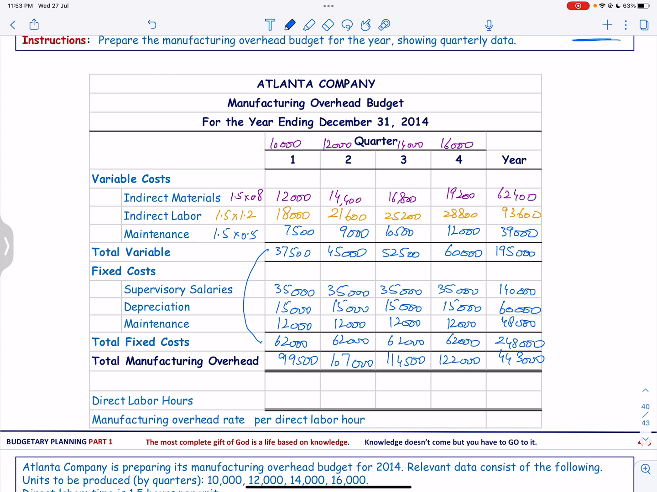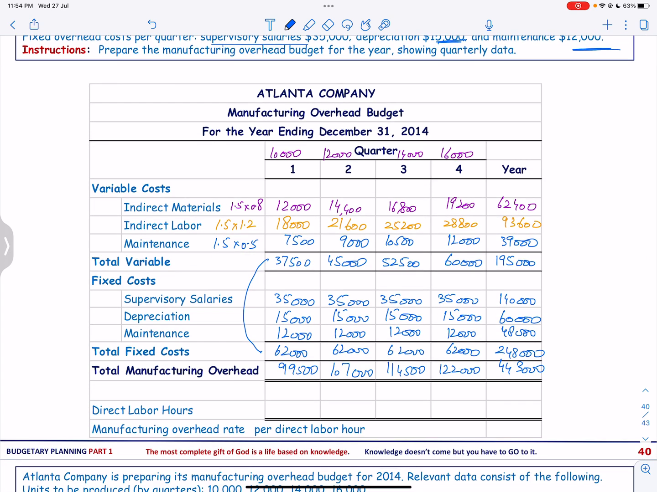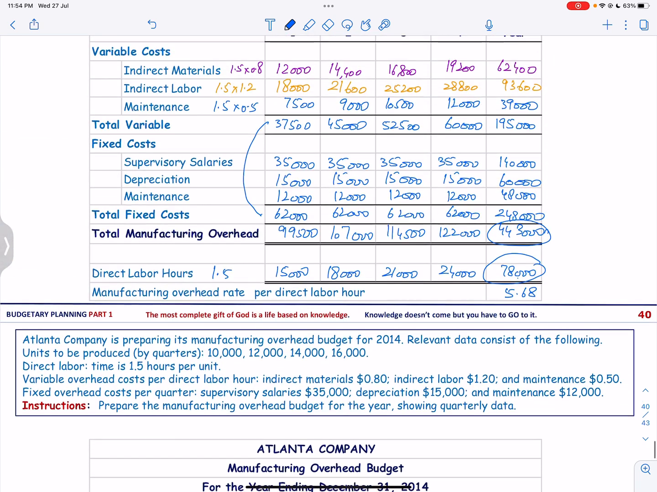Direct labor hours is given to us, 1.5. So that means 1.5 times 10,000, that will be equal to 15,000. And then the second will be 18,000. Third will be 21, and fourth will be 24, and the total will be 78. So the manufacturing overhead rate will be the total manufacturing overhead divided by the total direct labor hours, that will be equal to 5.68. Once again, I have put this illustration in an Excel sheet in case you find it difficult to read my handwriting.